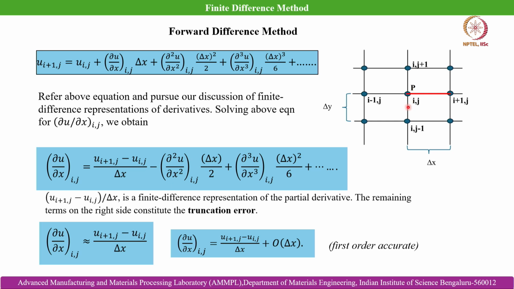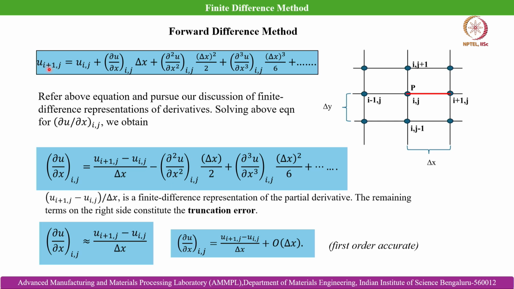Here you can see it is in the Cartesian coordinate system. In the x direction the increment is in terms of i plus 1, and in the negative x direction it is i minus 1. Similarly in the y direction the increment is j plus 1 in the positive y, and in the negative y it is given by j minus 1. The distance between two grid points in the x direction is delta x and in the y direction is delta y.